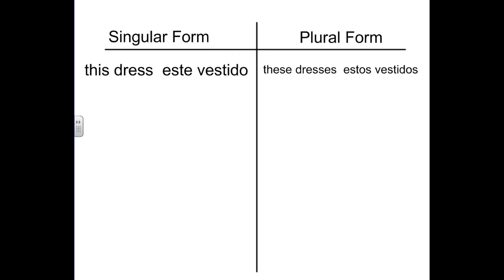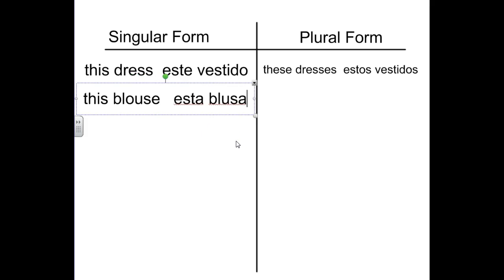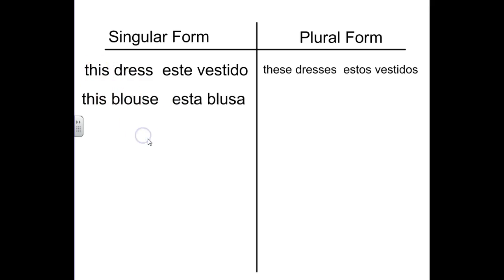So let's do one for a feminine word, like this blouse. Bueno, y en Español, we have esta blusa. So you'll notice the difference here. In English, we say this dress, this blouse. There is no masculine and feminine. In Español, because this word was masculine, we said este. Because this word is feminine, we say esta.